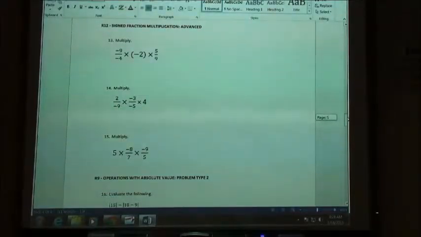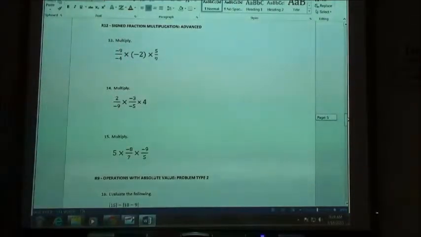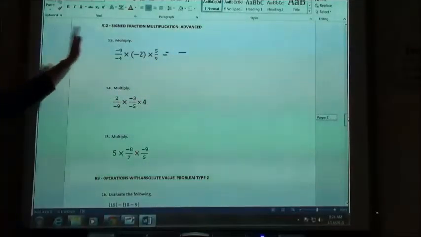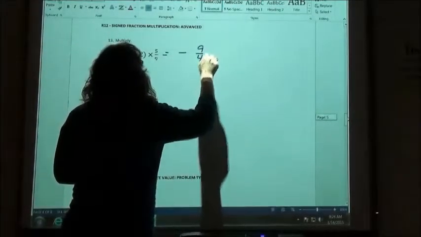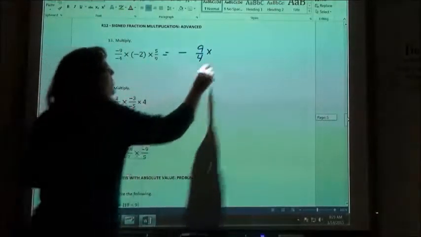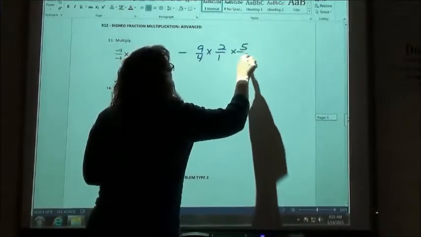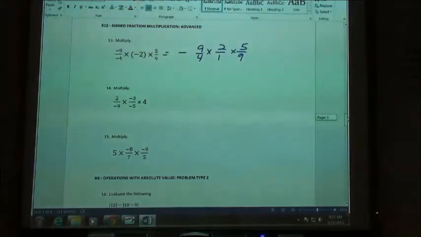If you have an odd number of negative signs, your answer is going to stay negative. And so if I look at this one, it's got 1, 2, 3 negative signs in there. I know it's going to end up being negative. So I'm just going to put the negative sign out in front. Then I'm going to rewrite it without the negative signs. 9/4 times, I have a whole number, so I want to put that over 1, 2 over 1, times 5 over 9. Then I don't have to worry about all the negatives when I'm doing my math. I already know my answer is going to be negative.